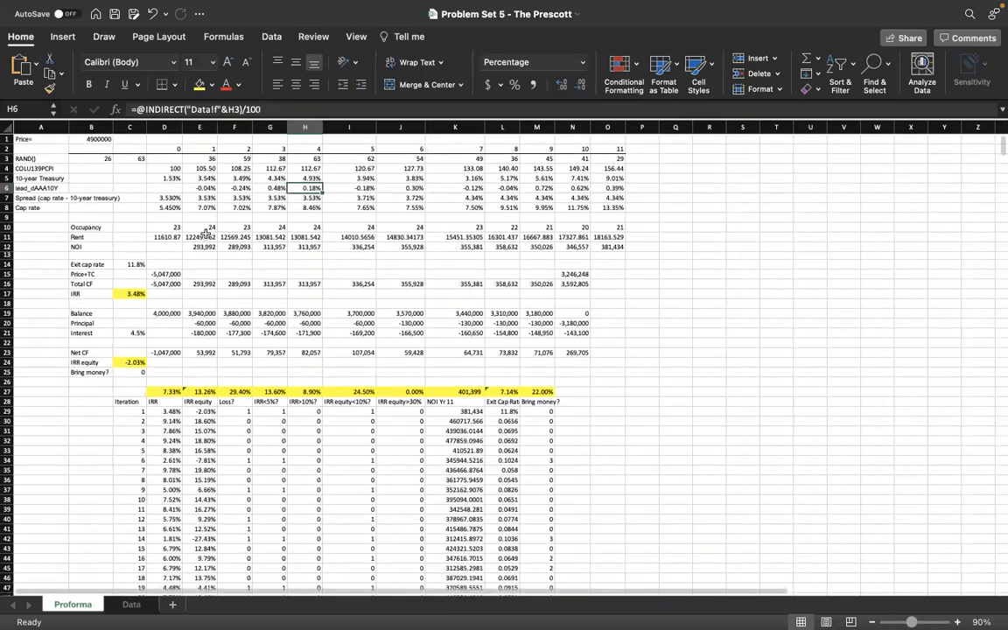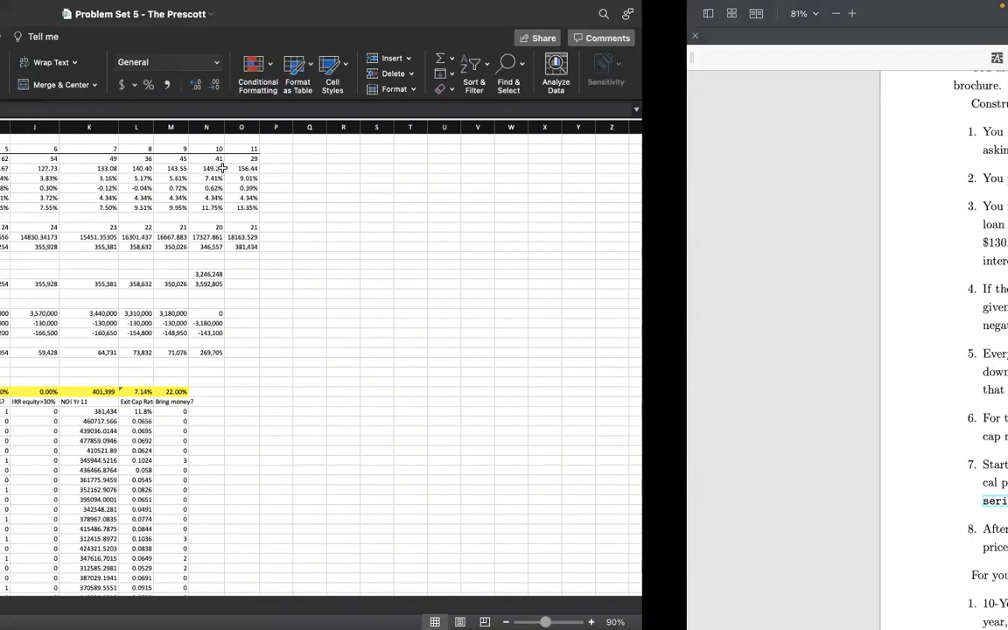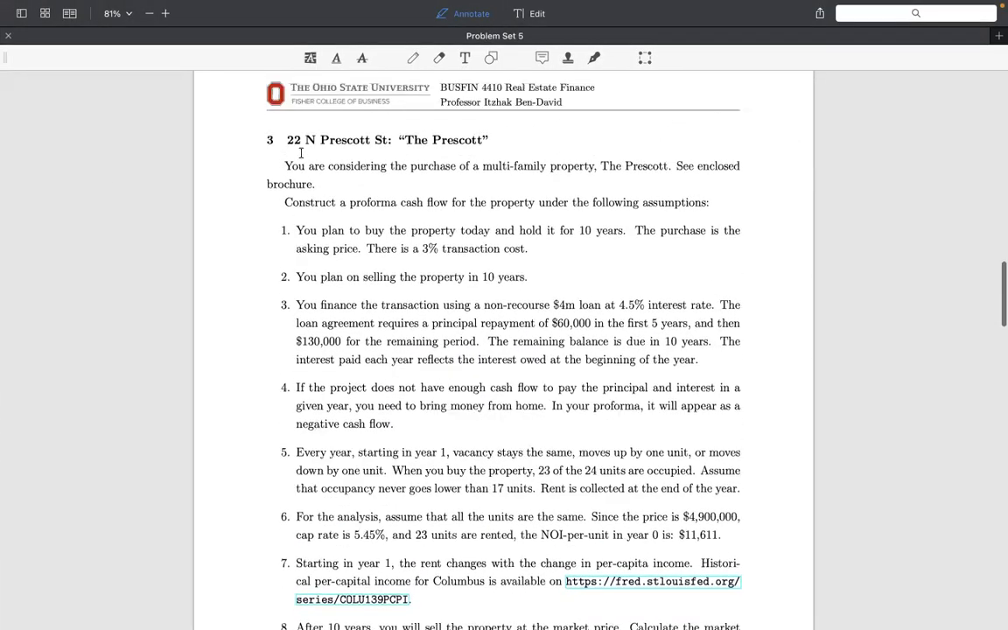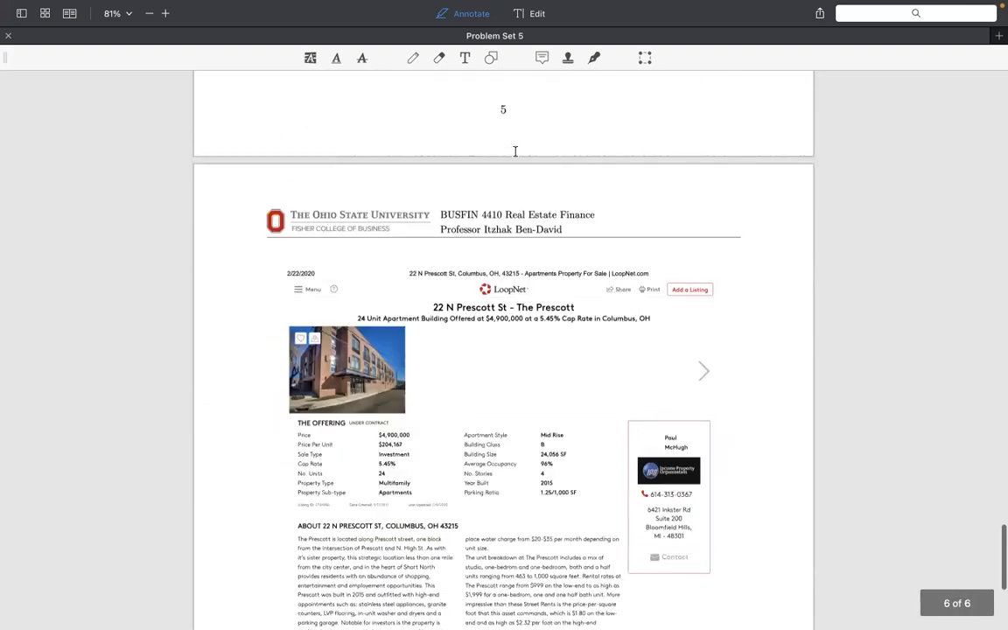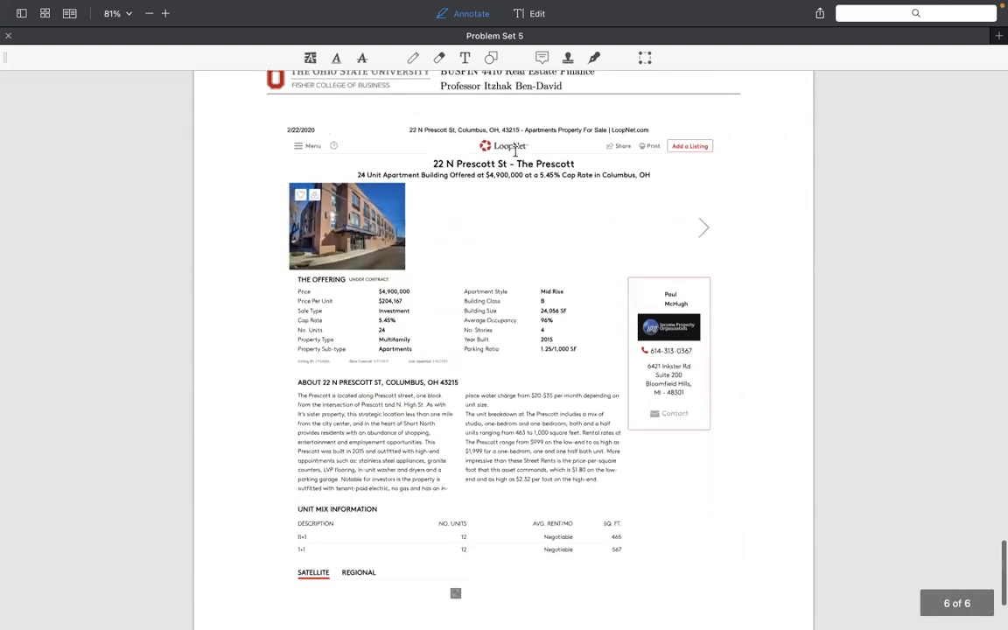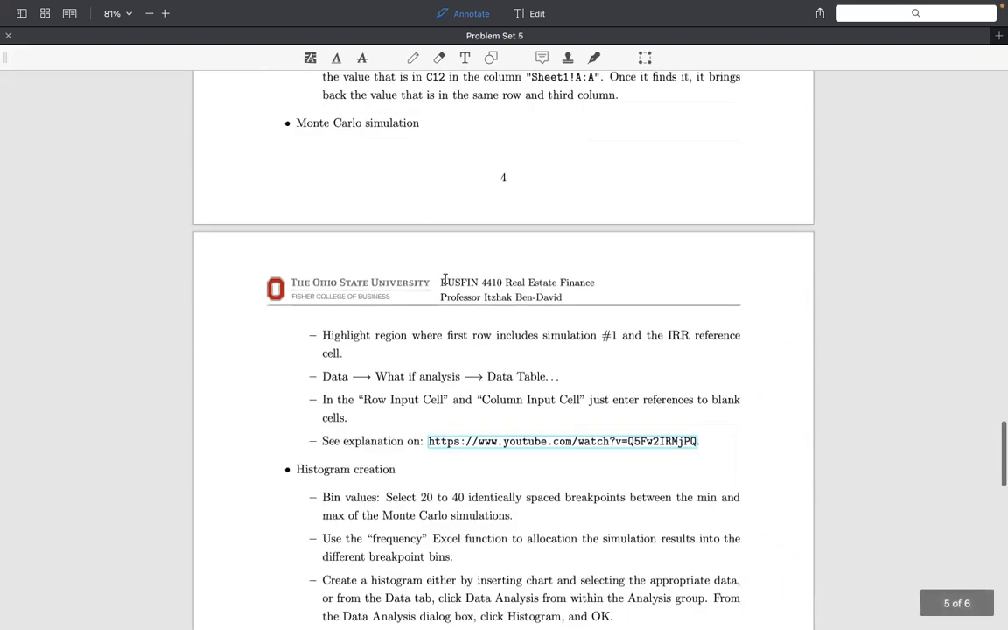Here it is. The price of the property is 4.9 million, which is here at the end. Yes, the price is 4.9 million.